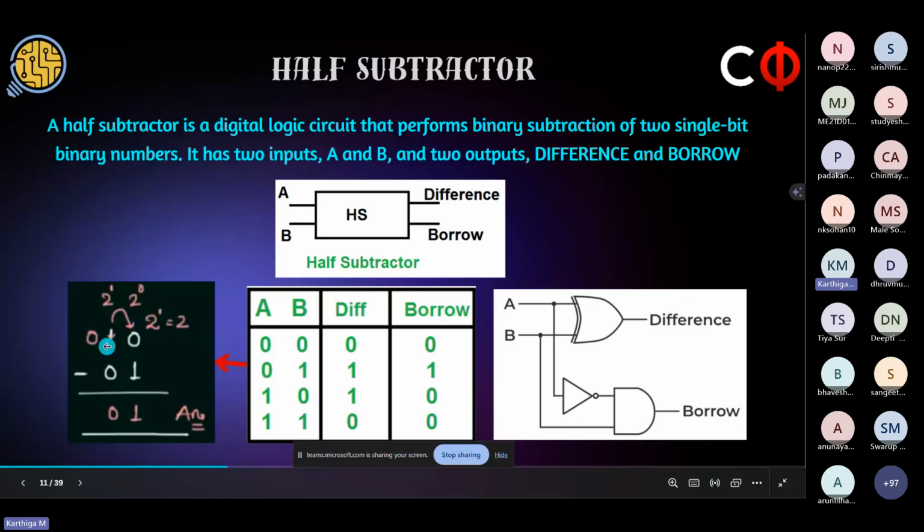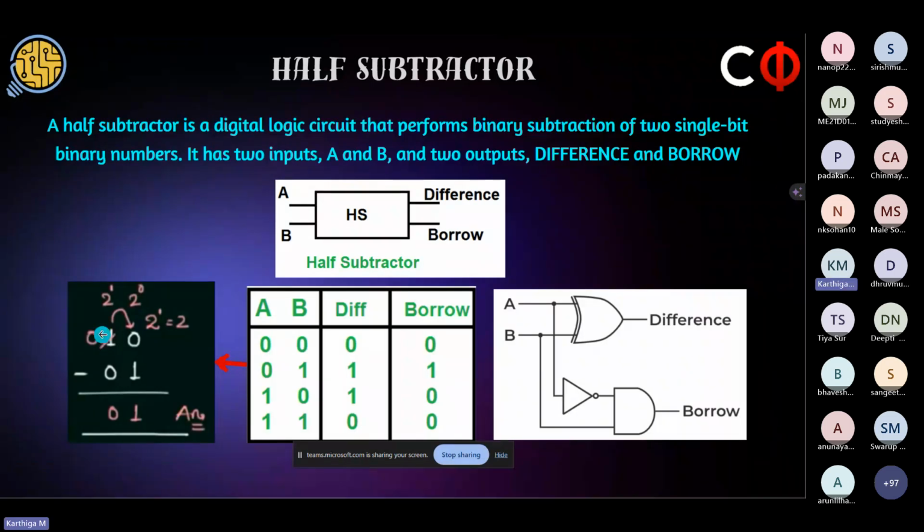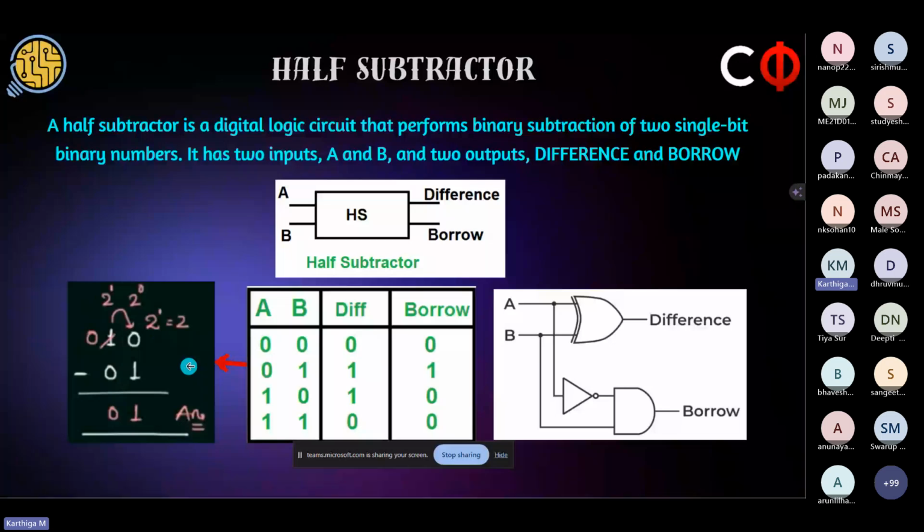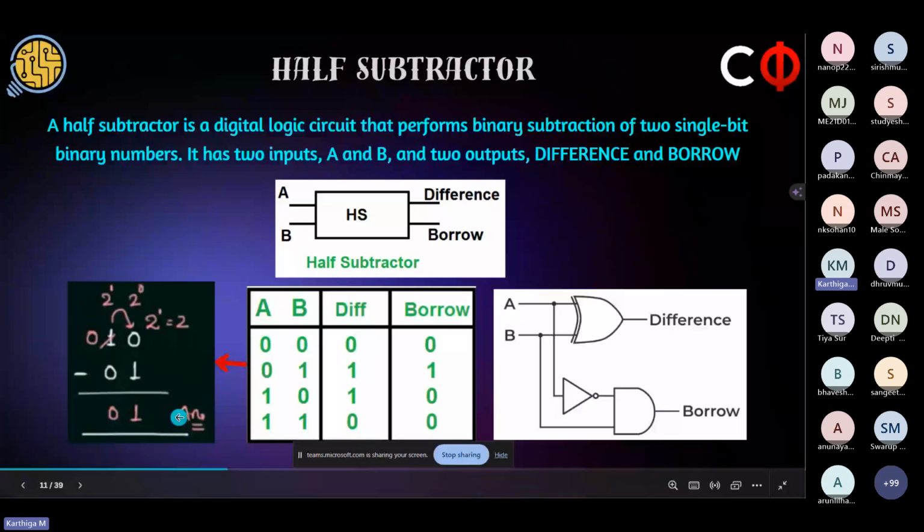The carry is nothing but the weight of the next digit coming to this less significant digit. So this 0 now becomes 2. So 2 minus 1, you get the difference as 1, and you took a carry as 1. Not a carry, sorry, a borrow. So you took the borrow as 1. That is why when you subtract 1 from 0, the difference is 1 and borrow is 1.